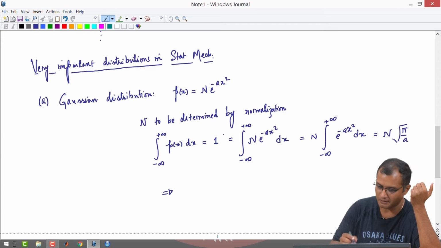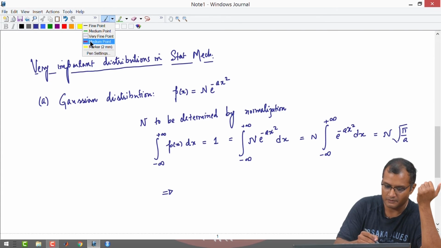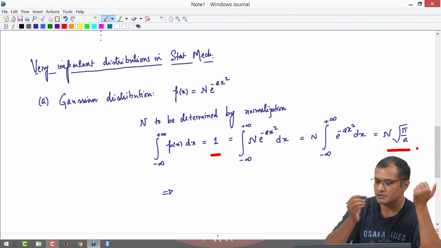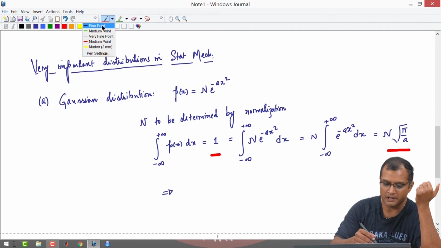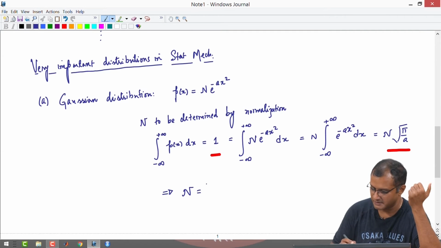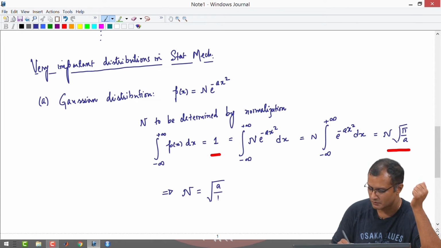So, you can compare this 1 here and n into square root pi by a and write down the value for n. So, comparing, our result for n is nothing but a by square root of pi.